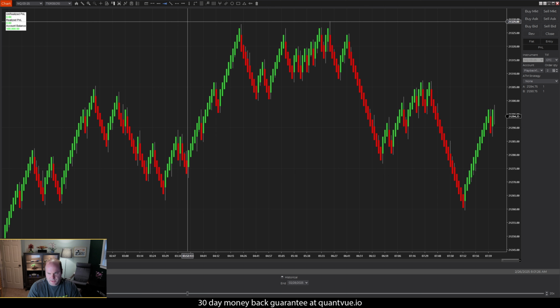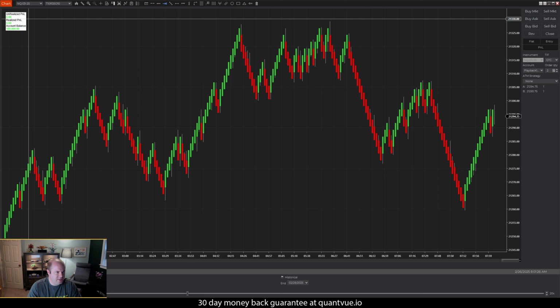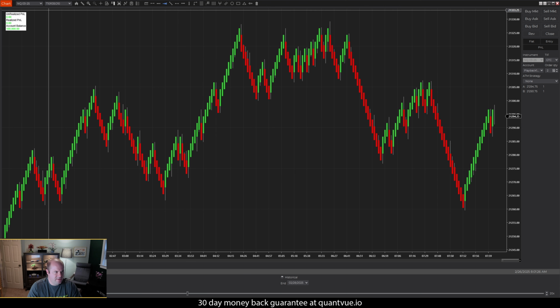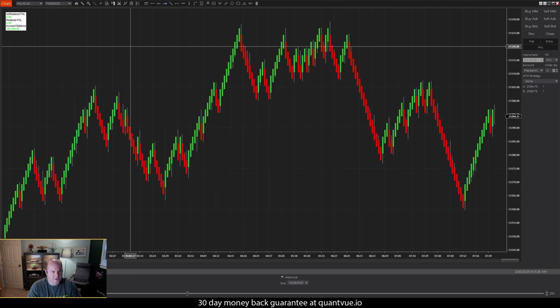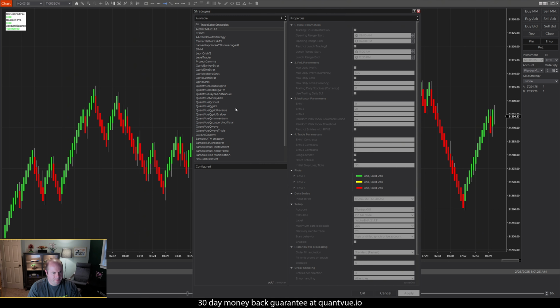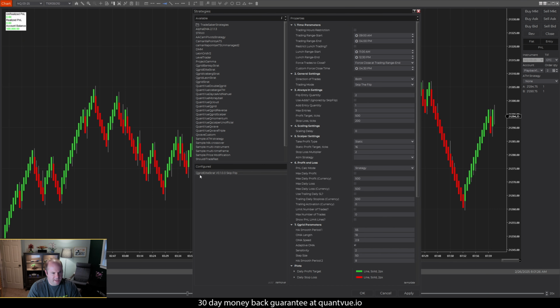So as always, blank chart. This is in Q, and this is a 10-10-35 Q Renko chart. So we are going to hit the strategies button, and then we're going to add the QGrid Elite Strat. I'm going to double click that so it pops into my configured box, which just means that it's going to add it to the chart here. I'm going to hit apply. You can see it up in the top left.